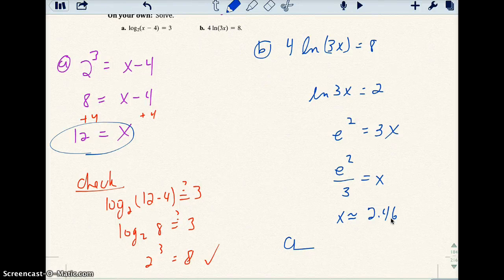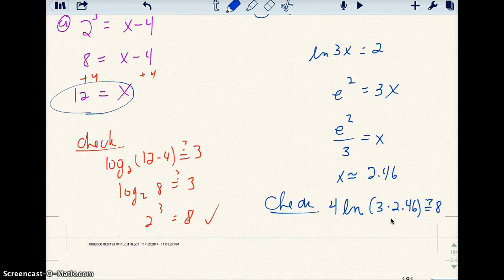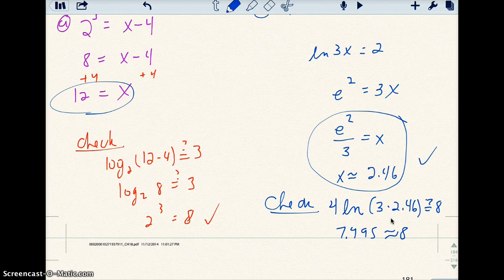Let me go ahead and do that here. So I'm going to do 4 natural log of 3 times 2.46. Did that equal 8? So I type in my calculator 4 natural log of 3 times 2.46. I get 7.995, which is approximately equal to 8. So that means this is true. This is the right answer. And I just typed that straight into my calculator. I didn't have to use the definition at all.